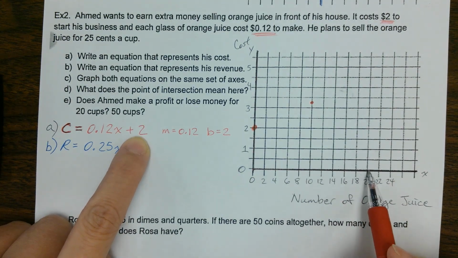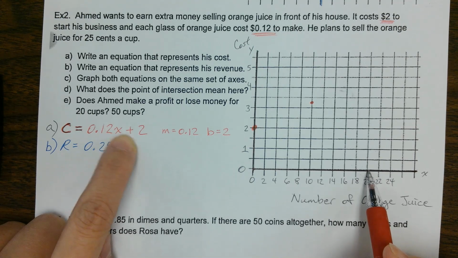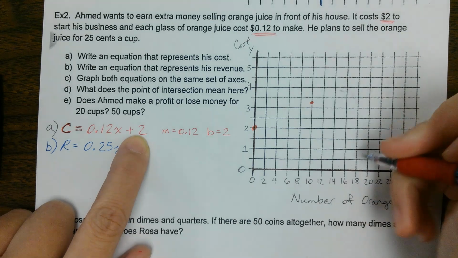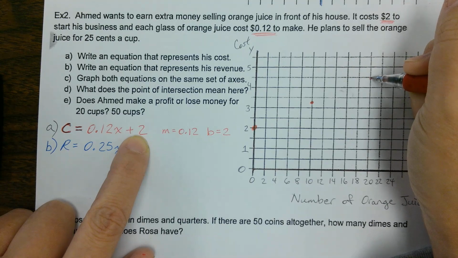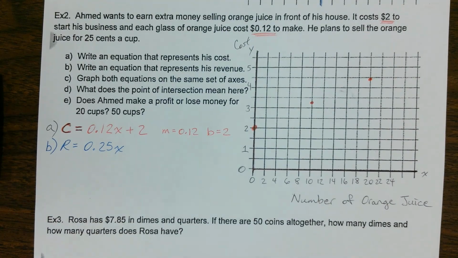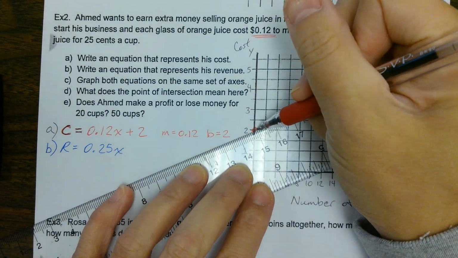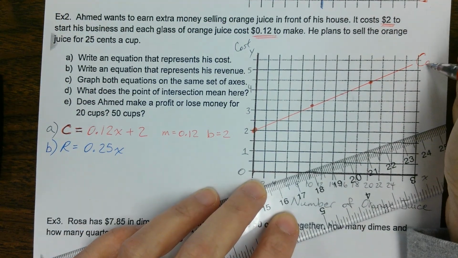Okay? Do another one. 20 cups. So 0.12 times 20, you get 2.40. 2.40 plus 2 is 4.40, right? So for 20 cups, it's going to cost you about $4.40, about right here. Okay, now I can connect the dots. Okay, that's my cost.